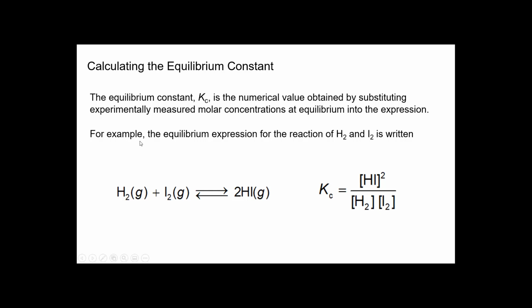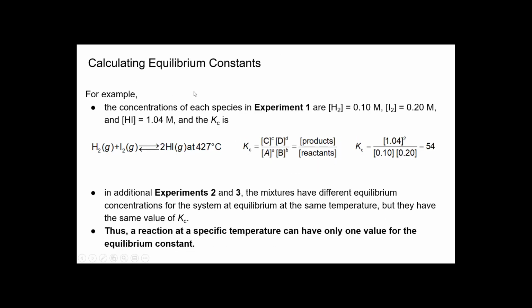Now let's take a step forward here. For example, the concentrations of each species in experiment 1: hydrogen is 0.10 molar, iodine is 0.20 molar, and hydrogen iodide is 1.04 molar. When we plug these in, we end up with 54. In experiments 2 and 3, we have even more different concentrations, and yet we still end up at 54. So this is exactly what I just stated, that at a specific temperature, there should only be one value to find for the equilibrium constant.